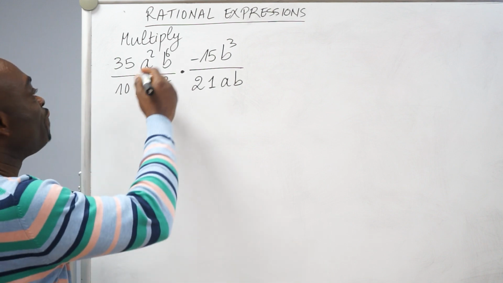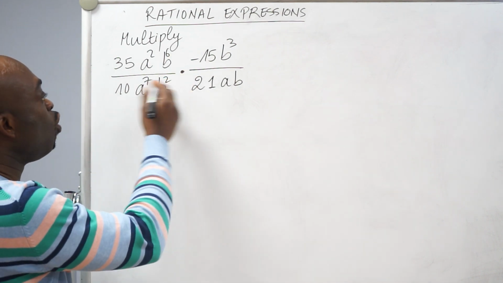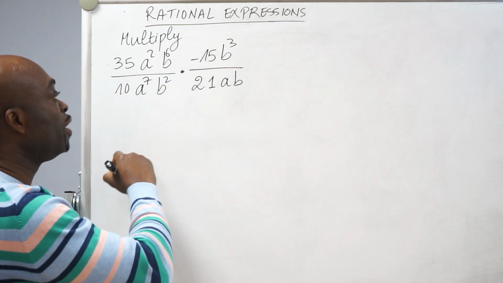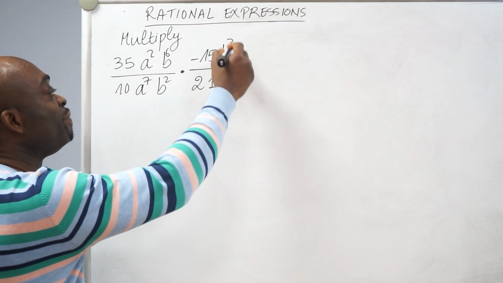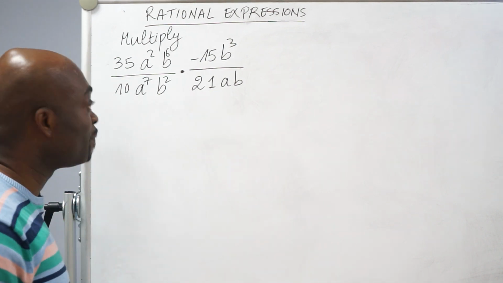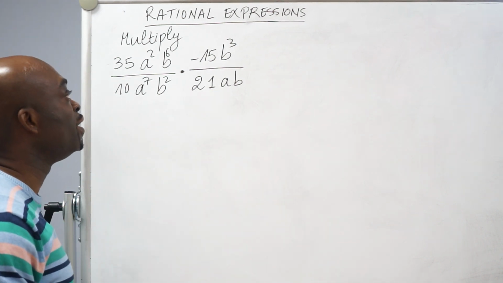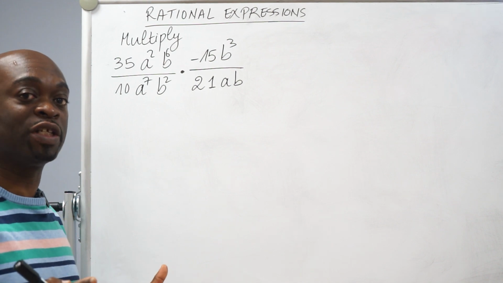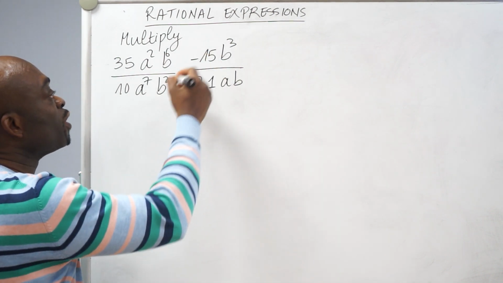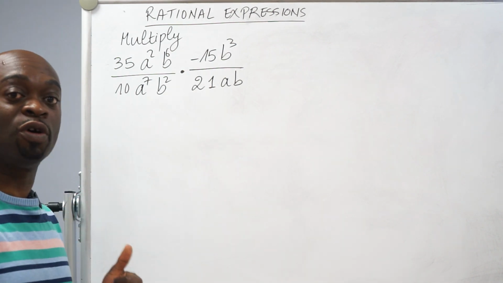Now, we have 35a squared b to the power 6 over 10a to the 7th power b squared, times negative 15b to the power 3 over 21a times b. Okay? So we have two ways of doing this problem. Either, because this is multiplication, we decide to multiply straight across. So that's one way of doing it.